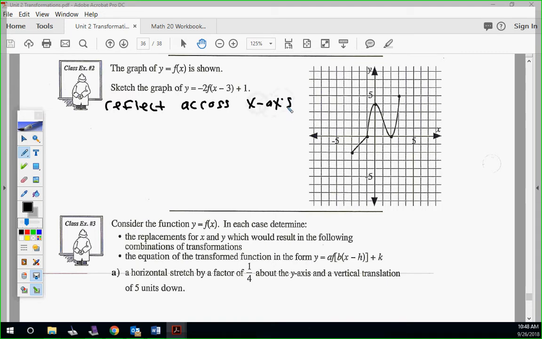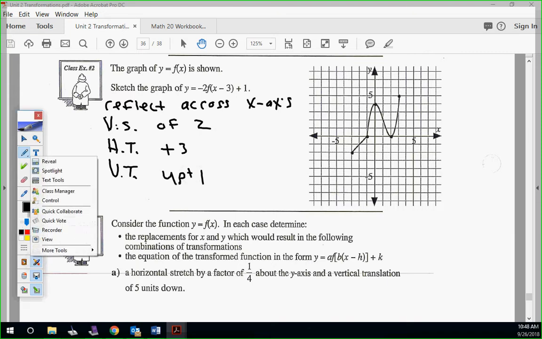We have a vertical stretch of 2. We have a horizontal translation of plus 3, or right 3. And we have a vertical translation up 1, or plus 1. Okay, so go ahead and try those on that image and see what you come out with. I'll pause the video.